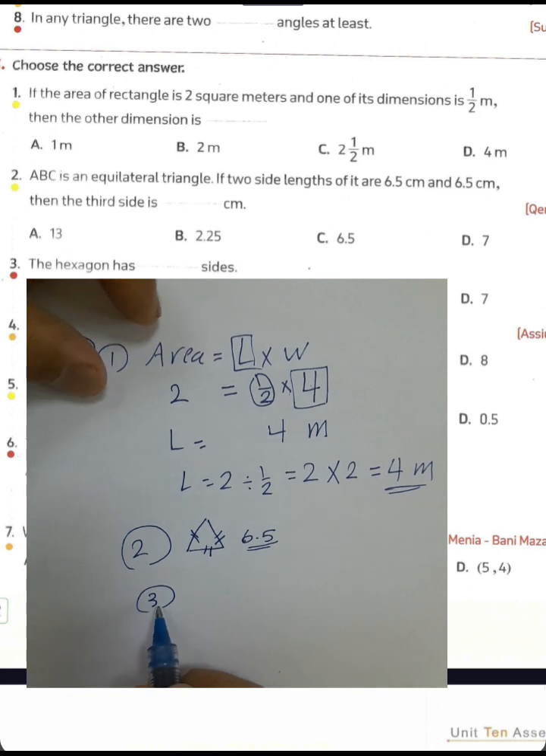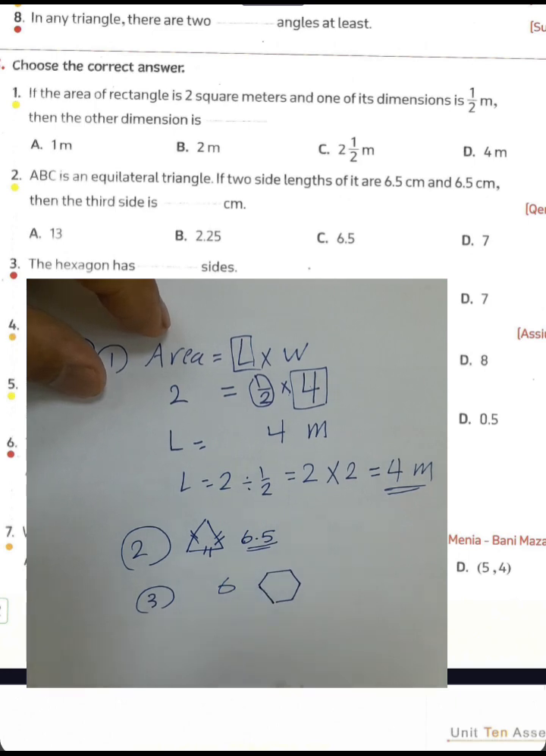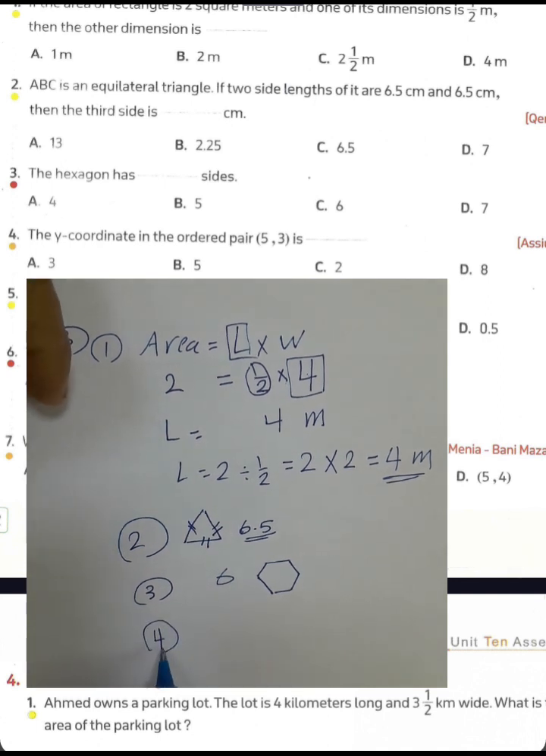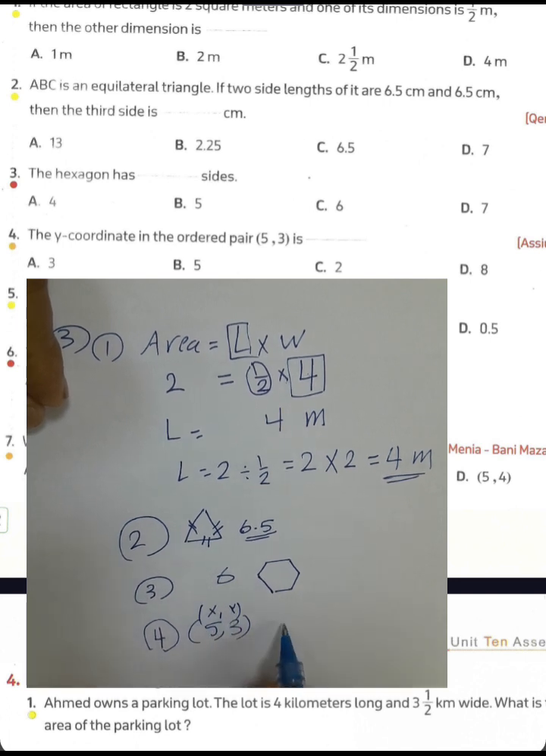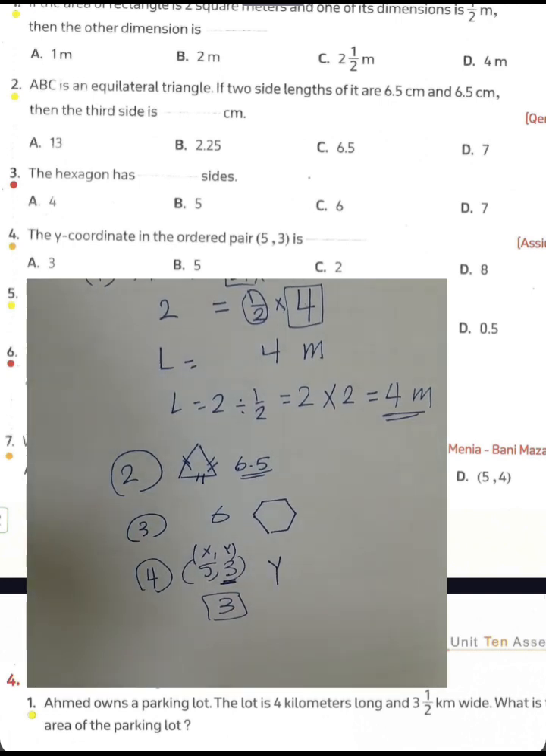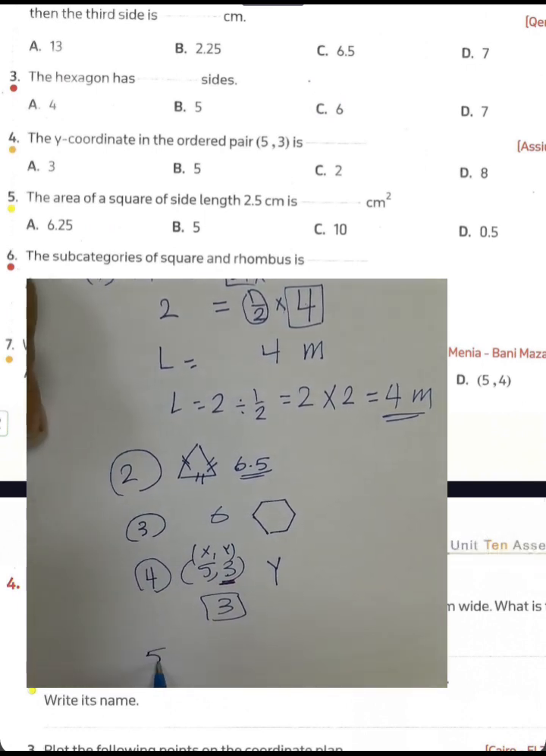Question number 3. The hexagon has 6 sides. We call this figure a hexagon, 6 sides. Question number 4. The coordinates we have are 5 and 3. We have x and y. The second projection here we call y. Then the y coordinate here will be 3. We can call y the second projection.